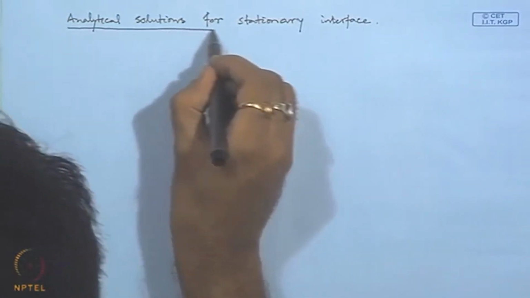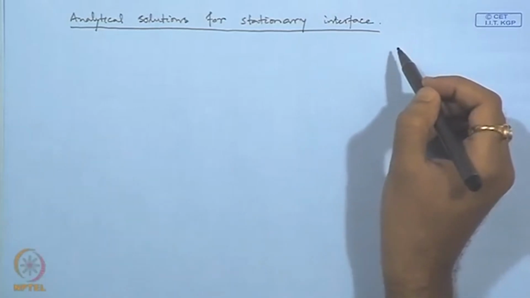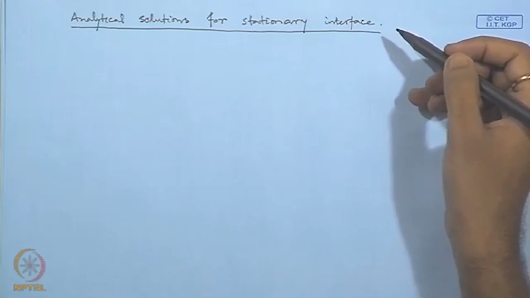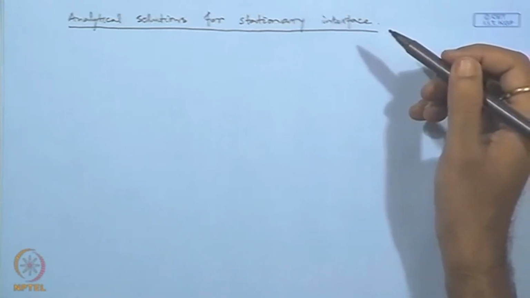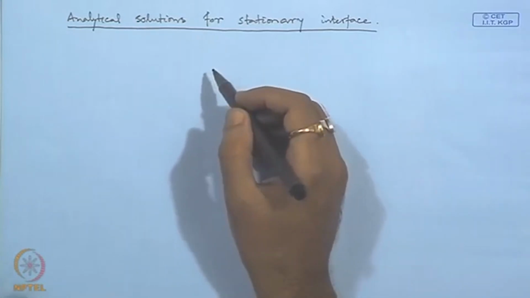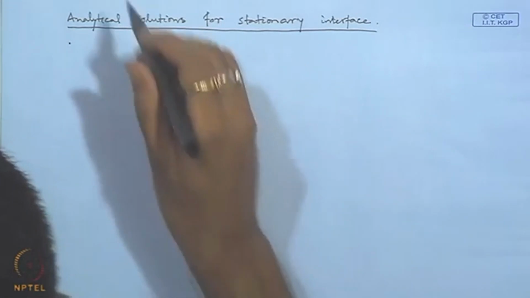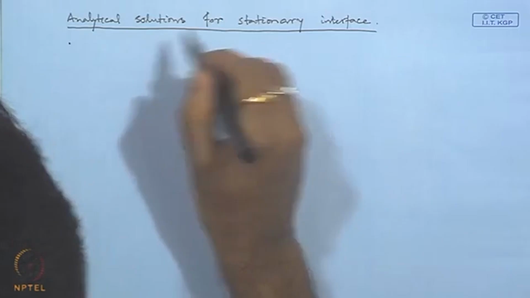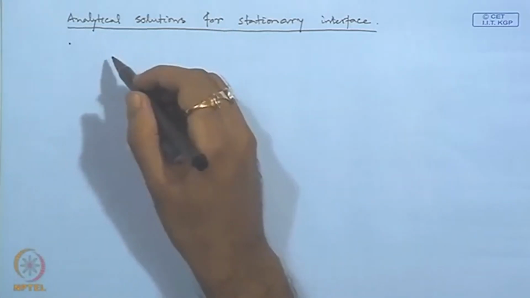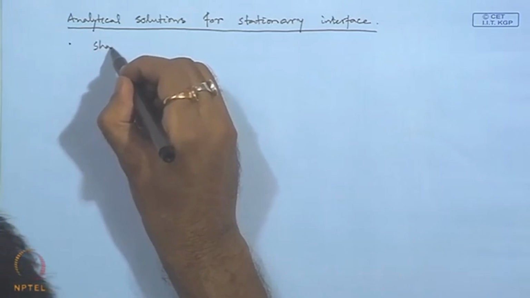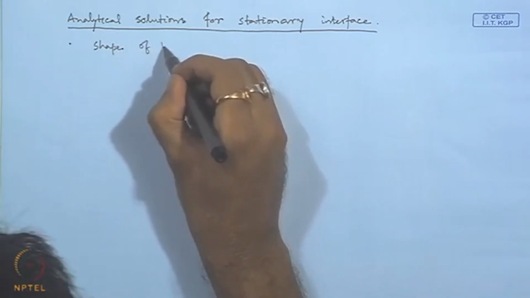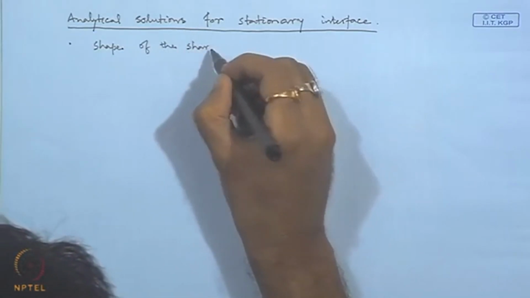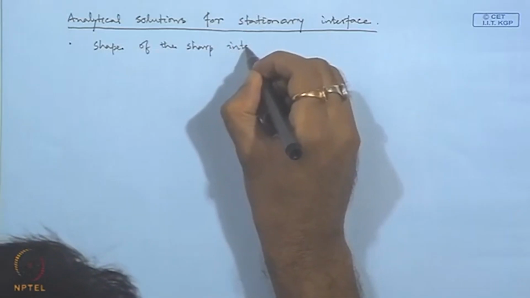So, basically for these solutions we will utilize our Ghyben-Herzberg principle, and we will try to see the simplified analytical solutions for simple geological conditions. First thing, with this analytical solution, what can we do? We can identify the shape of the sharp interface.